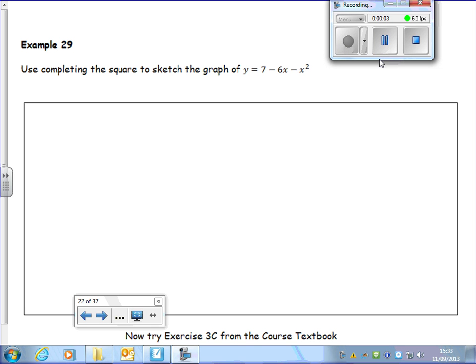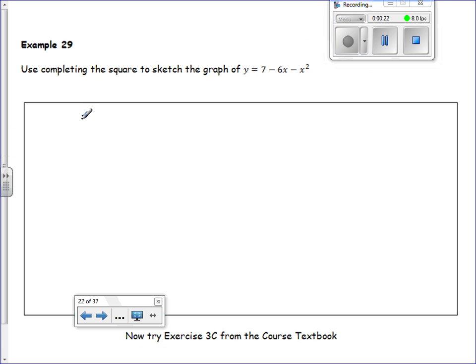C1 Quadratics Example 29. So we need to sketch the quadratic, and we need to use the method of completing the square. So we need to be able to complete the square where we've got a negative parabola. Now the first thing we need to do is just write it in the correct form.